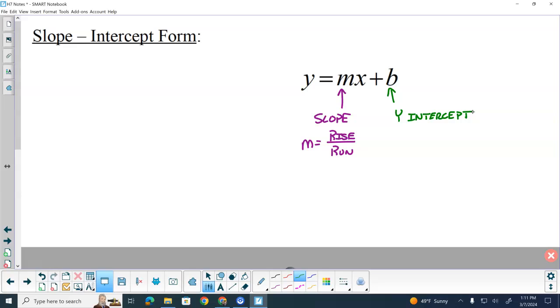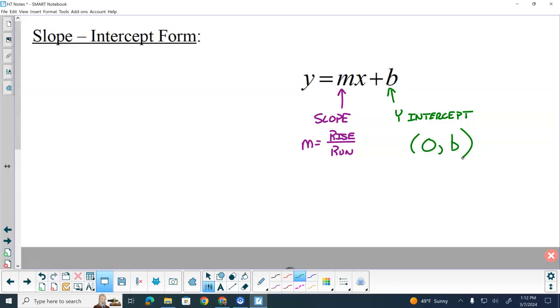There were 17 of them yesterday. Today there's going to be 9 more of them. What do all of those y-intercepts look like? They all look like, first number is always zero. So they all look like 0, comma b. 0, comma, whatever that b value is. Could be +5, could be -10.